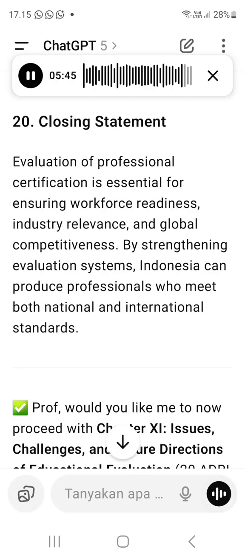20. Closing statement. Evaluation of professional certification is essential for ensuring workforce readiness, industry relevance, and global competitiveness. By strengthening evaluation systems, Indonesia can produce professionals who meet both national and international standards.